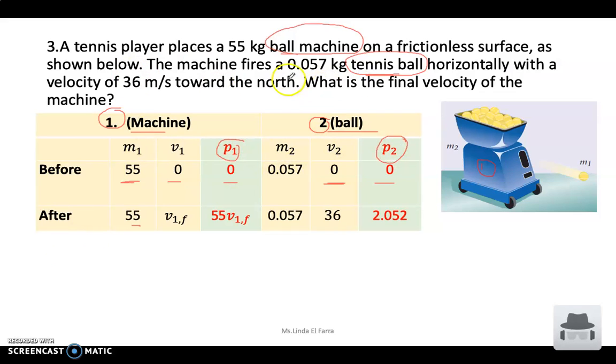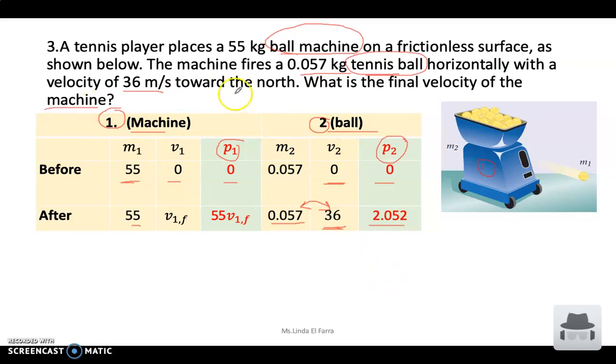Now let's come to after. The machine fires a 0.057 kilogram ball. This is the mass of the second object, the ball, horizontally with a velocity of 37. So this is the velocity of the ball. I write it down here. And immediately I find the momentum. Multiply these two numbers together and you will get 2.052 (approximately).